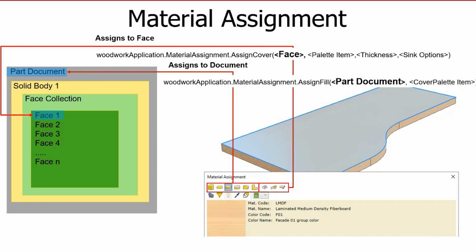You remember, if you apply edge band, you can ask it to be thin or to be on top of the model. So fill materials are assigned to the part document, and cover materials are assigned to faces. Remember, fill materials go to the document, cover materials are assigned to faces.